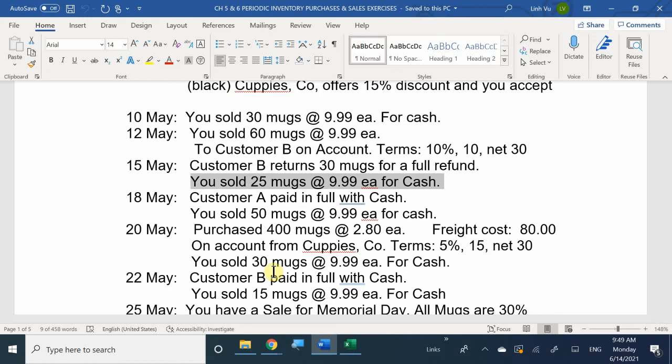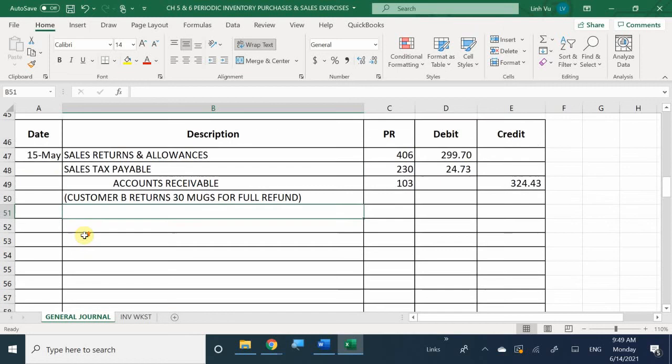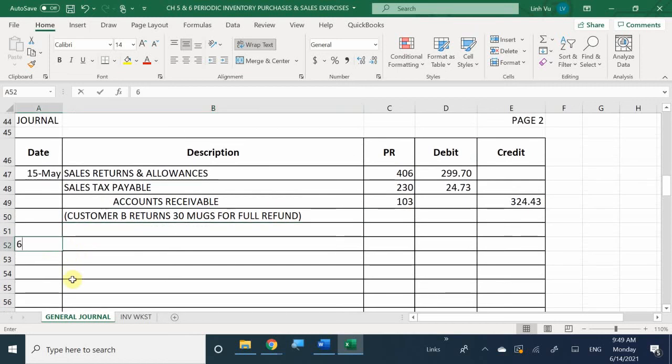So in this case, we have our individual customers that come in that are on an account, and we also sell to the general public. So in this case, on the 15th, I sold an additional 25 mugs for cash out to the public. What should my journal look like to reflect that I sold 25 mugs? Cash and sales tax.